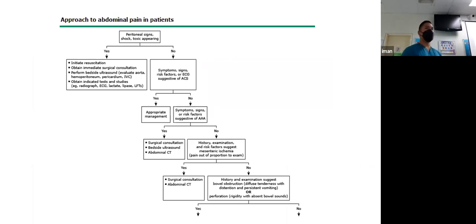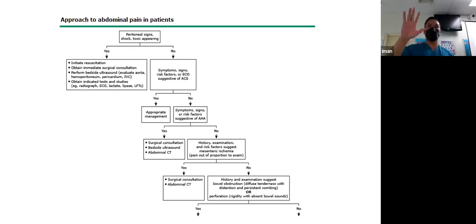Thus, we have an approach to abdominal pain in a patient. When a patient comes with abdominal pain associated with peritoneal signs, shock or toxic appearance, with rigidity and pain out of proportion upon palpation, and there is shock, for this patient we go straight to initiate resuscitation, and then we consult surgical and do the needful imaging studies.